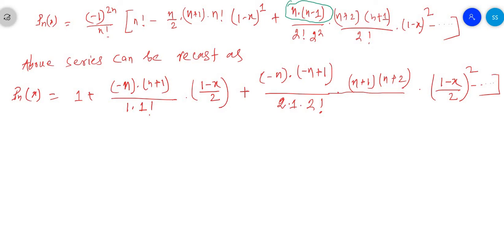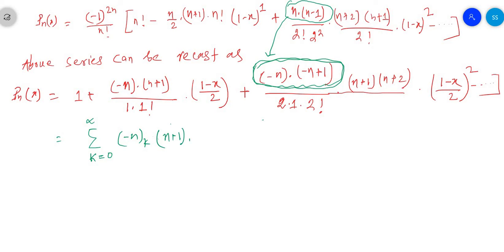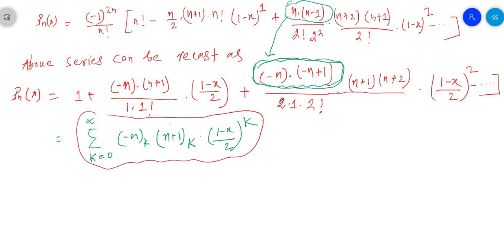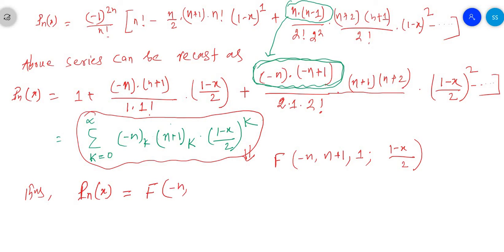This series we have written like this is equal to the summation k equals 0 to infinity of (-n)_k (n+1)_k over (1)_k k factorial into ((1 minus x)/2)^k, which by definition is equal to F(-n, n+1; 1; (1-x)/2). Thus, P_n(x) is equal to F(-n, n+1; 1; (1-x)/2). This is our required relation.